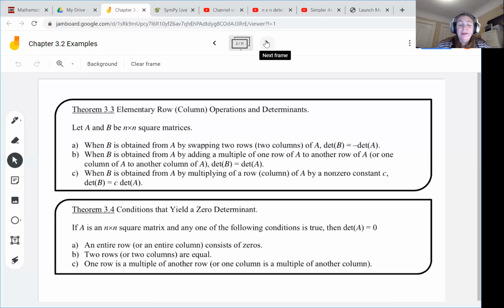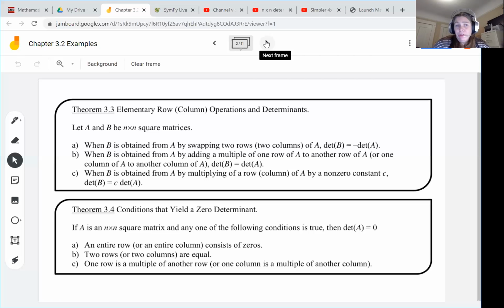Theorem 3.4 is about the conditions that yield a zero determinant. We are going to again have A be an n by n square matrix, and if any one of the properties is true, then the determinant is zero. These are all equal conditions that yield a zero determinant. Condition A says an entire row or an entire column consists of zeros. If you think about our expansion by cofactors that we saw in chapter 3.1, that makes sense because a zero in a whole row or a whole column is going to zero everything out when we expand by the cofactors.